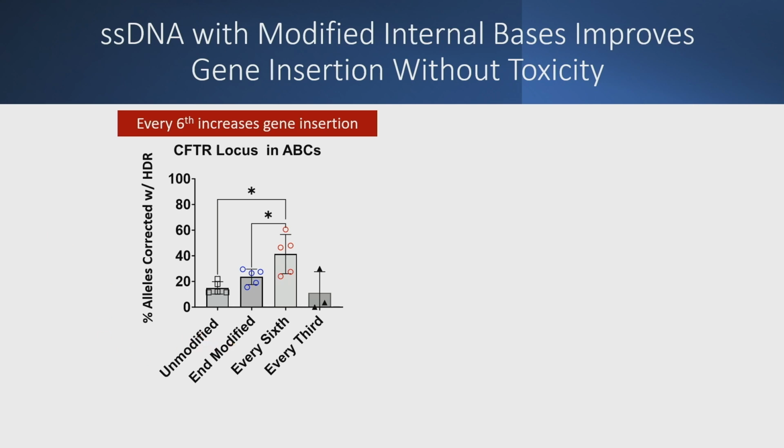So as you can see with the data, the N-modified single-stranded DNA actually did have higher modifications or HDR than the unmodified. And our every sixth base modified template had an even more significantly higher HDR over the N-modified single-stranded DNA. We also found that modifying too many bases actually reduced gene insertion, as we found with the every third modified base template.